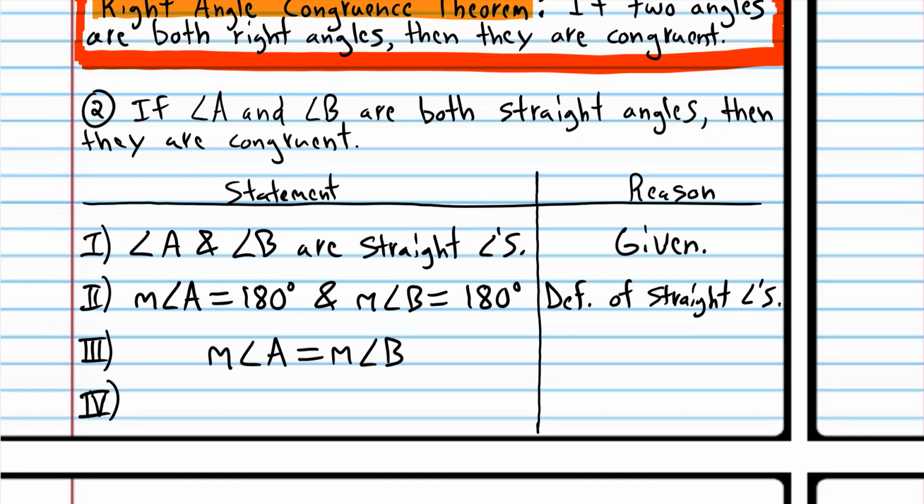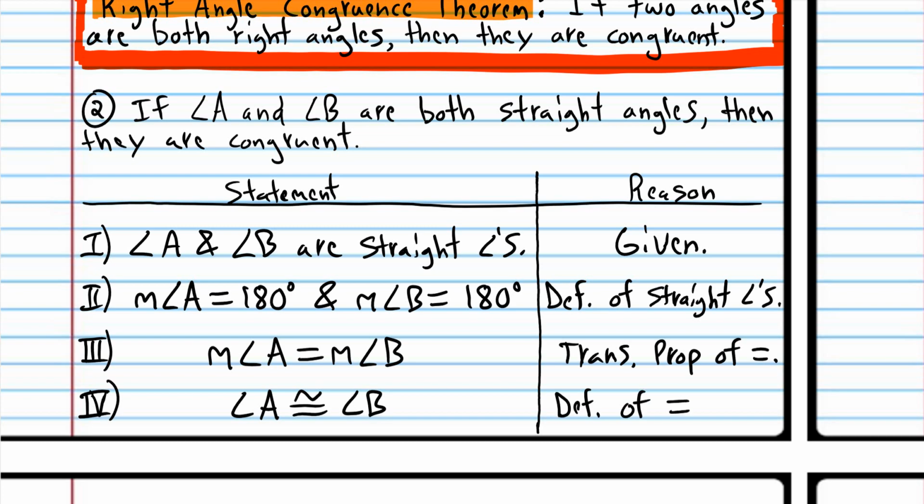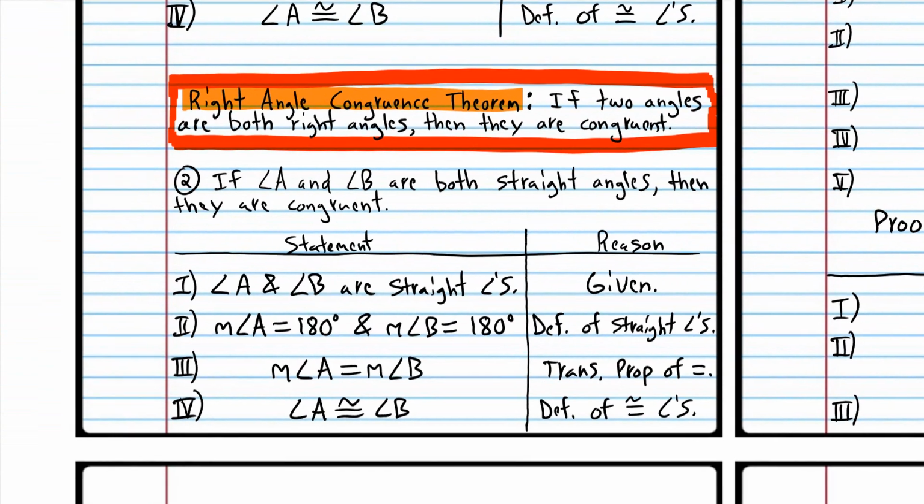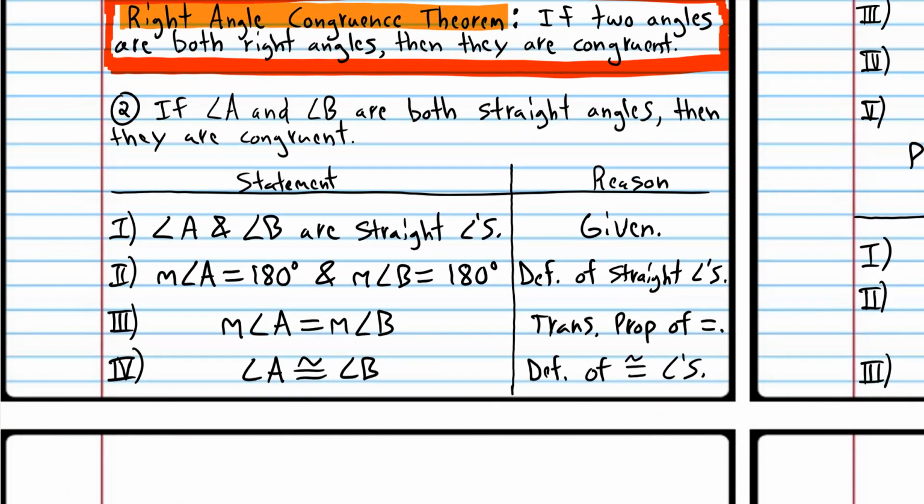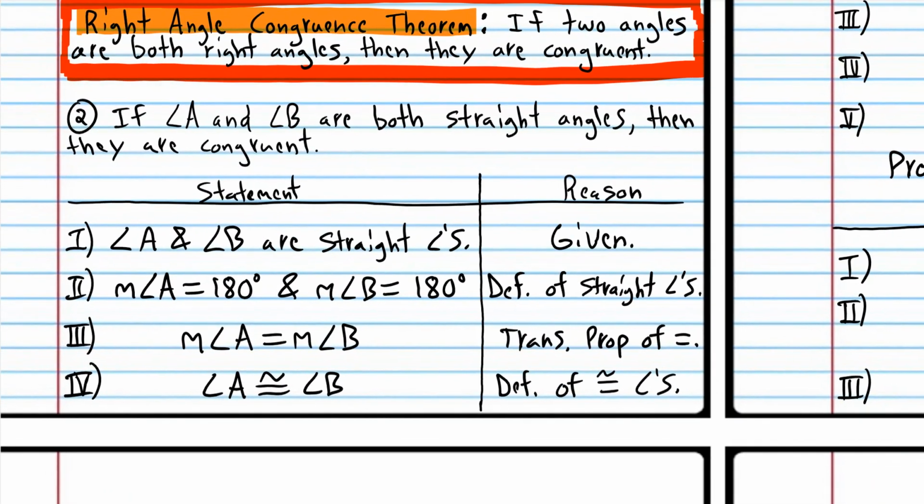Measure of angle A is equal to measure of angle B by the transitive property of equality. And by definition, angle A must be congruent to angle B. Definition of congruent angles. All right, so if that was your answer, good job.